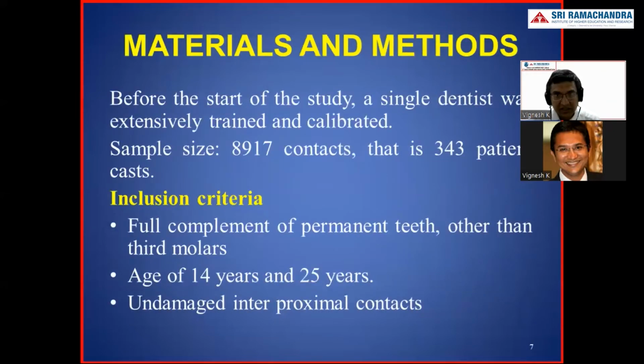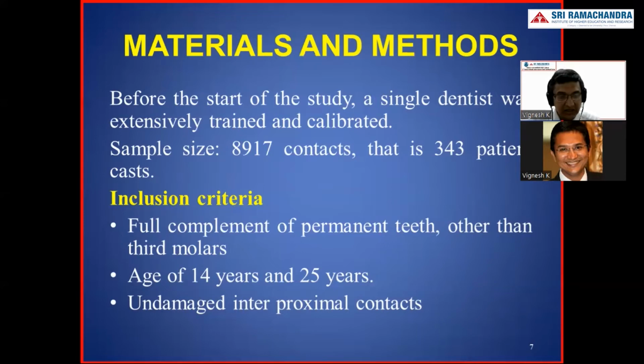Before the start of the study, the single dentist was extensively trained and calibrated on the use of the OXIS classification by the authors of the OXIS classification. We did a pilot study, and based on the pilot study, we came to a sample size calculation, which meant that 8,917 contacts, that is 343 patient casts at the rate of 26 contacts per patient, that is 13 for the maxilla and 13 for the mandible, was the determined sample size.